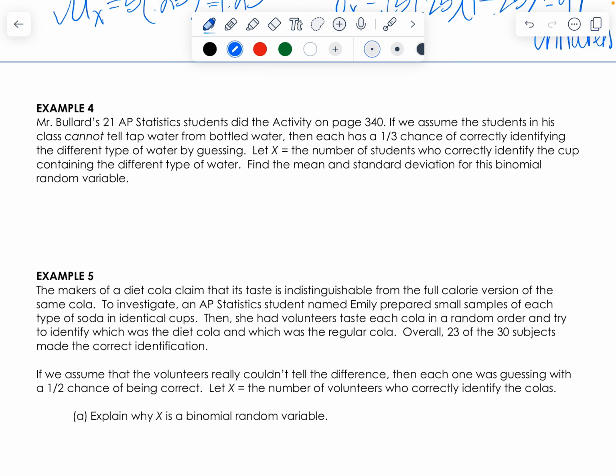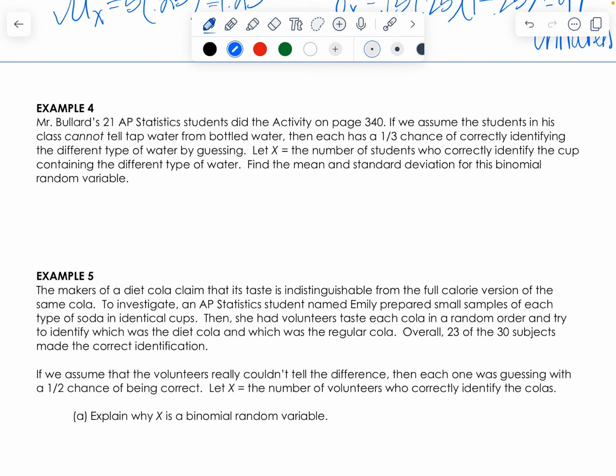Example 4. Mr. Boyard's 21 AP Statistics students did the activity on page 340. This is from the textbook. This activity had them guessing with 3 cups of water which of those cups were tap water and which were bottled water. Based on that, we know that each student has a 1/3 chance of correctly identifying the type of water by guessing.